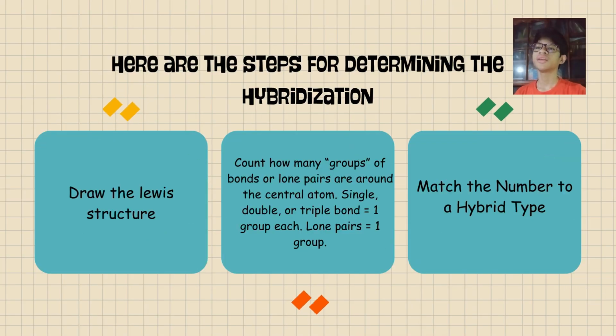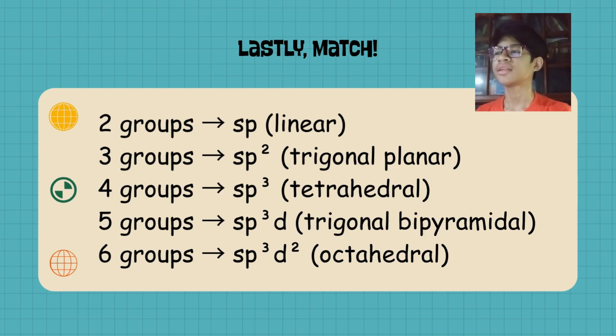Here are the steps for determining the hybridization. Step 1 is to draw the Lewis structure, and then step 2 is to count how many groups of bonds or lone pairs are around the central atom. Single, double, or triple bonds count as one group each, and lone pairs are one group each. And then step 3 is to match the number to a hybrid type. Two groups is sp, which is linear. Three groups is sp2, which is trigonal planar. Four groups is sp3, which is tetrahedral. Five groups is sp3d, which is trigonal bipyramidal, and six groups is sp3d2, which is octahedral.